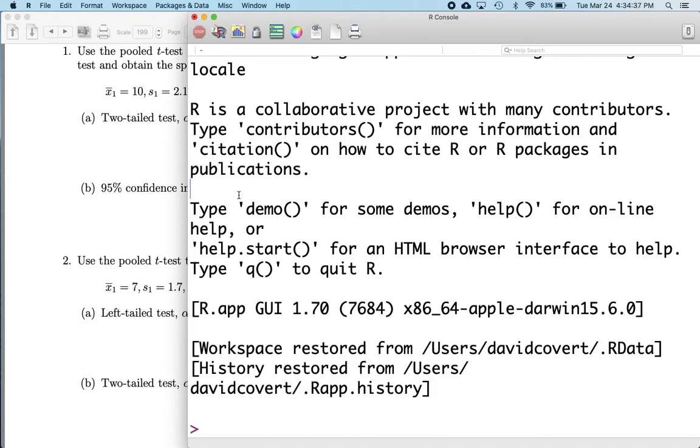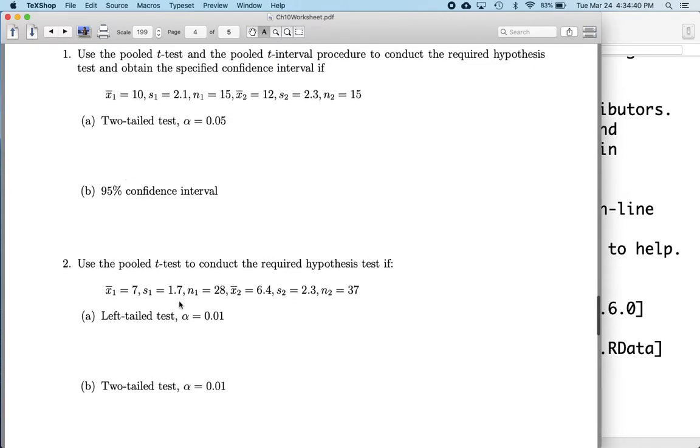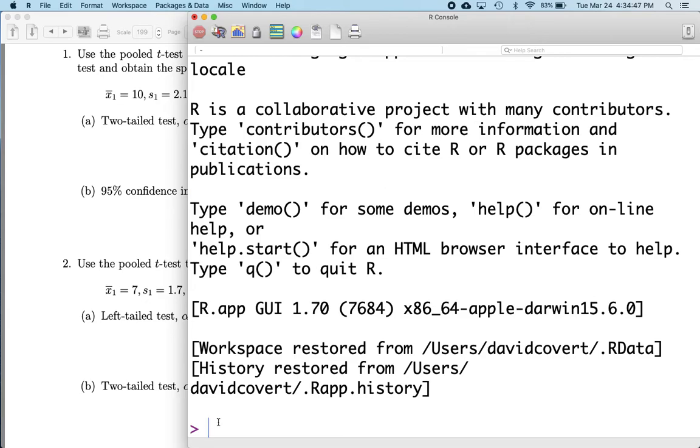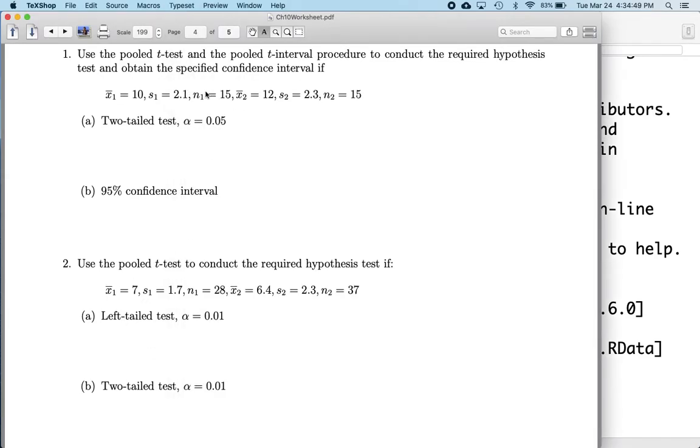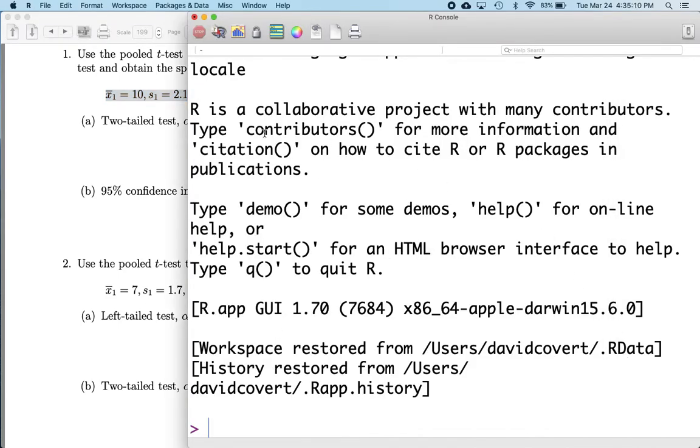What I want to do is show you how to do numbers 1 and 2 using the t.test function, but the problem is that you have to come up with a data set that has all the different statistics and parameters that you want it to have. So let's say I want to find two samples. I want them to have a sample mean of 10, a sample standard deviation of 2.1, and 15 data points.